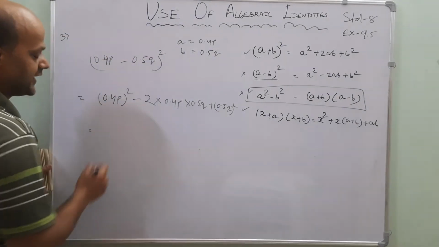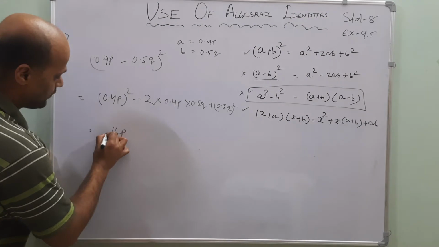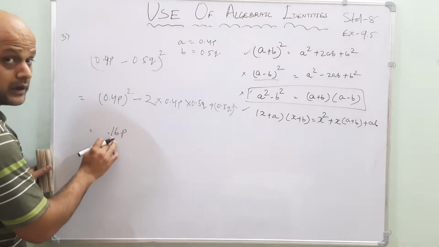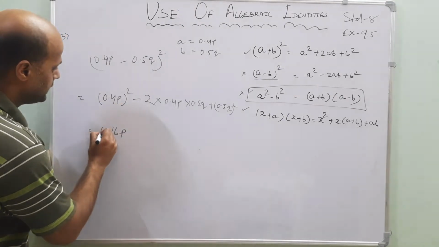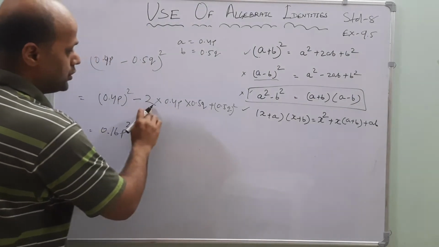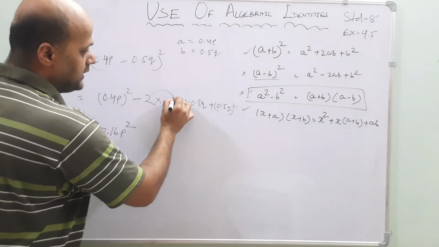Okay. So again it is 0.16p, because after the decimal one digit is there, so after the decimal two digits will be there. Okay, 0.16p square. Again here also, see, 2 4s are 8, 8 5s are 40.